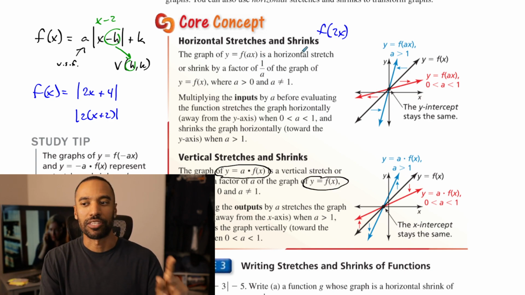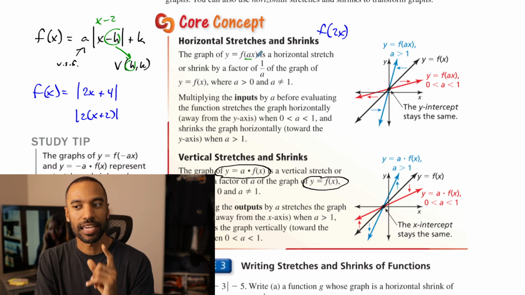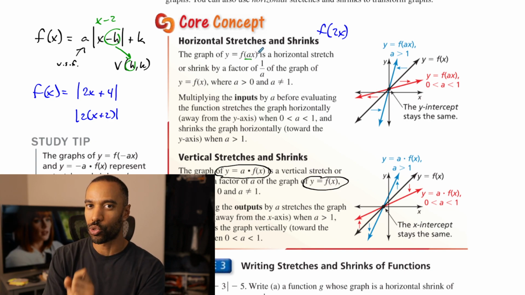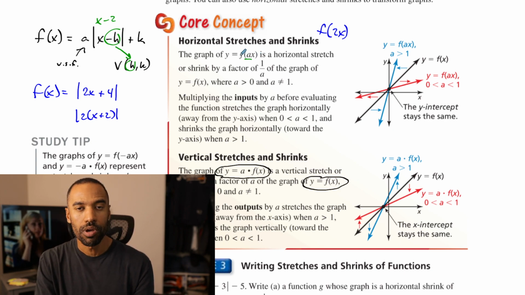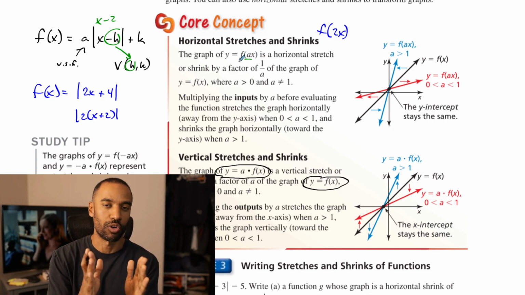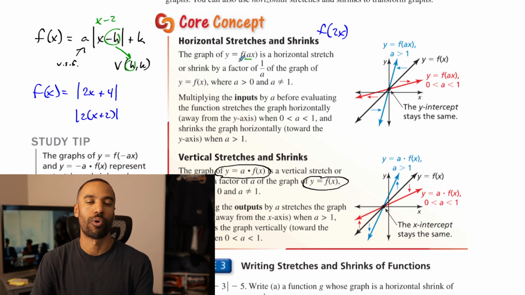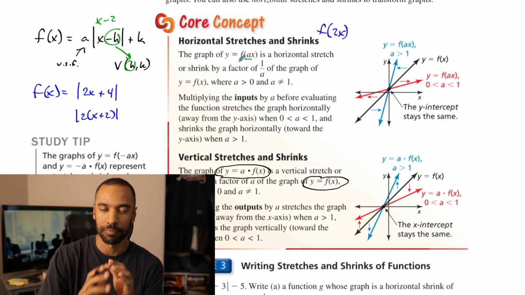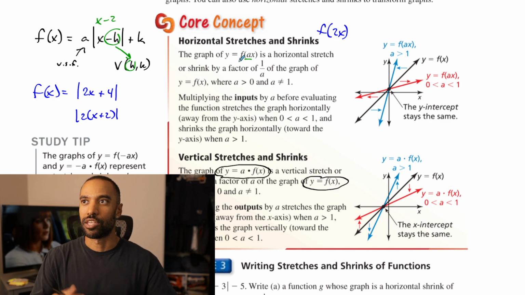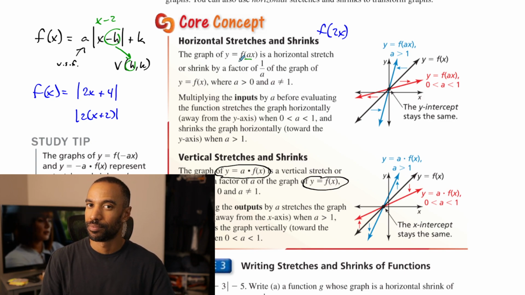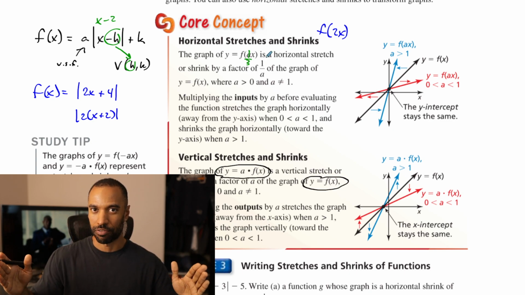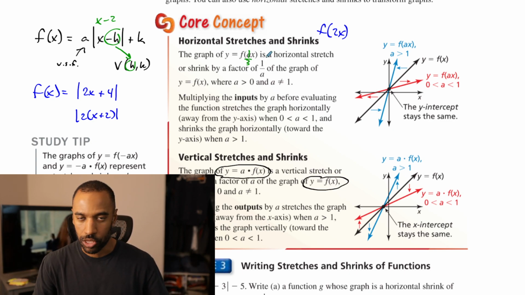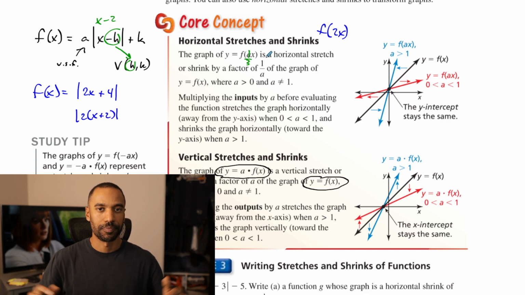Case in point, as a gets bigger, it's not a horizontal stretch. It's a horizontal compression. When a is 2, you horizontally compress by a factor of 1/2. When a is 5, you horizontally compress by a factor of 1/5. When a is 1/3, you horizontally stretch by a factor of 3. When a is 1/10, you horizontally stretch by a factor of 10.